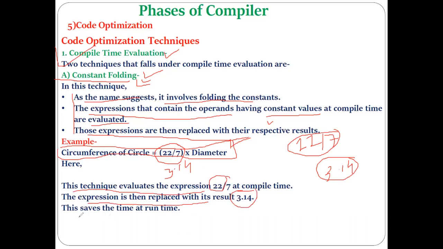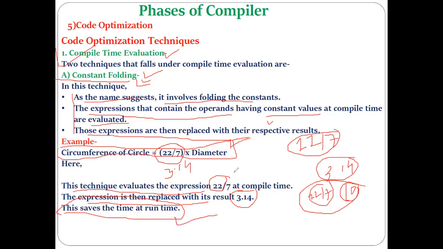Now what does it save? This saves time at runtime, because at runtime it might happen that you compute this 22 by 7 maybe 10 times. It depends on your program. Once it is computed at compile time and replaced with 3.14, there is no need to compute 22 by 7 10 times during runtime. If it is not required, then definitely runtime will be saved, and your program will execute faster.